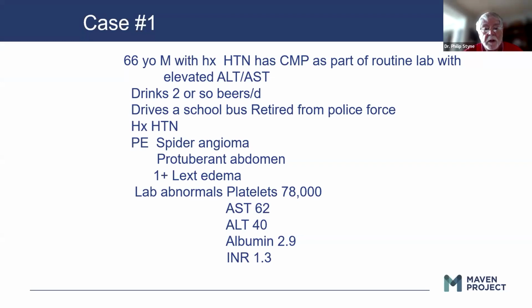On physical exam, he has spider angioma, protuberant abdomen, some lower extremity edema. He has a platelet count of 78,000. His AST and ALT are minimally elevated. His albumin is low. His INR is mildly elevated. Next slide.